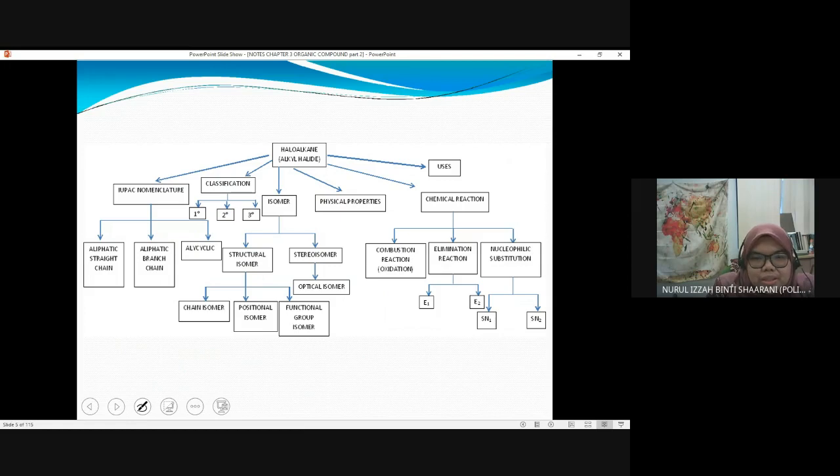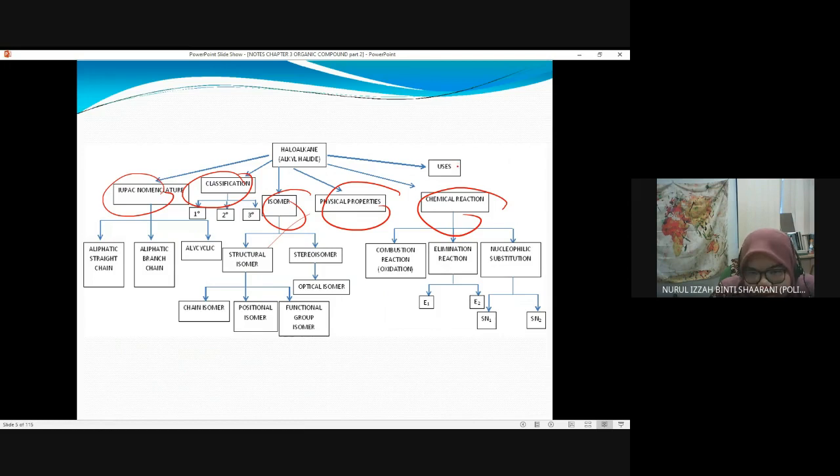So maksudnya organic chemistry yang kita belajar ni is the basic concept of biochemistry tu lah, okay. So haloalkane kita nak tengok nomenclature dia juga, classification, isomer, physical properties, chemical equation and chemical reaction, ataupun properties dia and also uses dia, okay. So kita akan tengok satu persatu lah yang ni, okay.